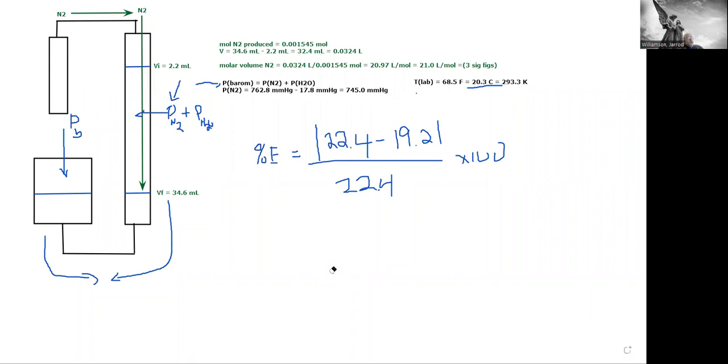So I'm going to go 22.4 minus 19.2. That gives me 3.2. Take absolute value, which is 3.2, divided by 22.4. Multiply that by 100. And I'm going to get my percent error here was 14.3% error, which is kind of large. But that's what I got in my makeup example.